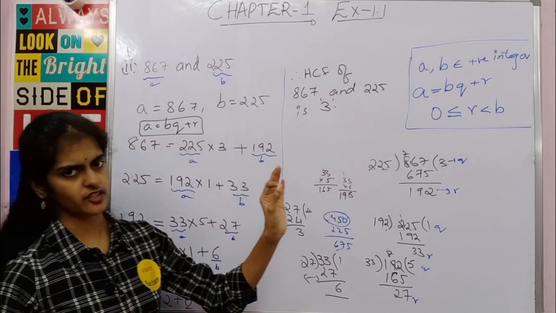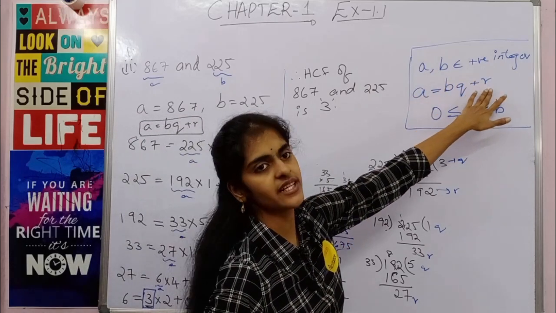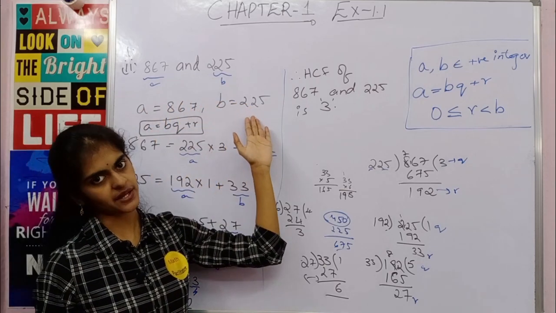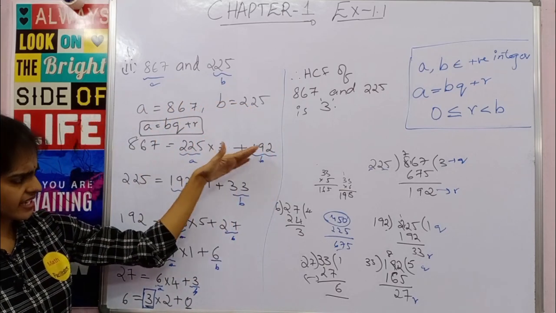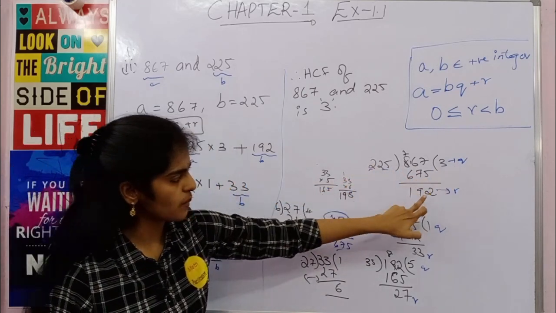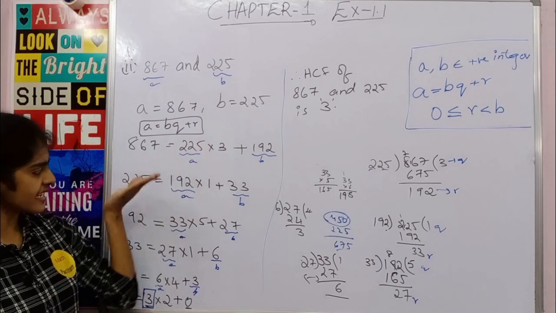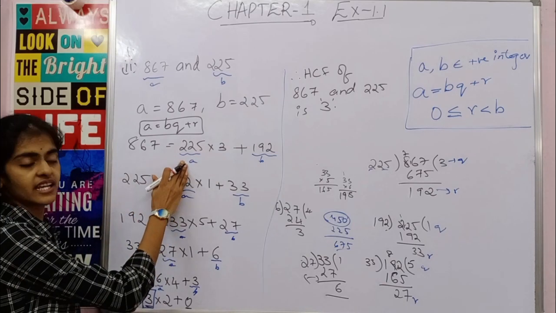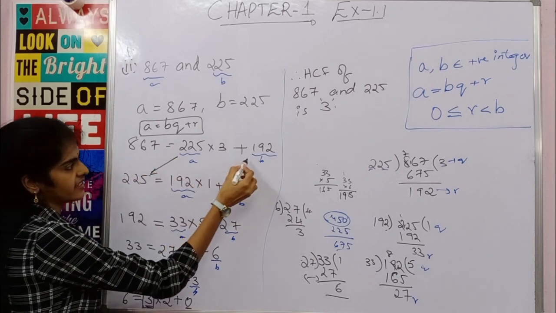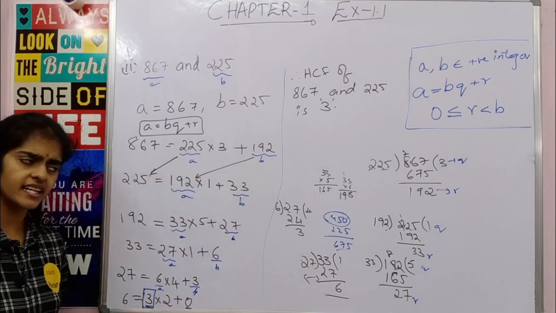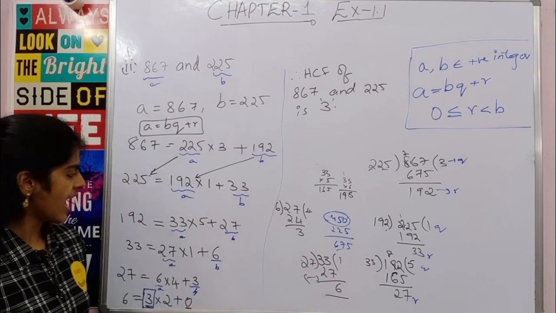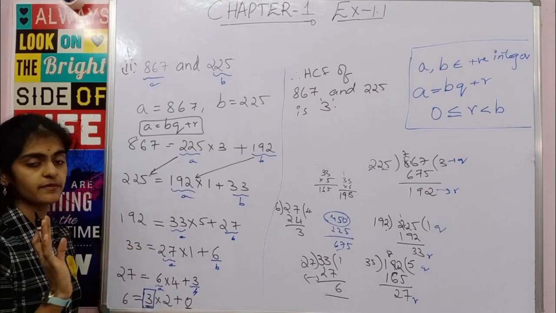The only concept you have to remember is A is equal to BQ plus R. The bigger number you will take as A and the smaller number you will take as B. You will write the first step by simple division: A is equal to BQ plus R. In the next step, this divisor will become the dividend, so you will take this as A and this as B. Again you will divide and write the quotient plus remainder, and you will continue the process until you get remainder as 0.